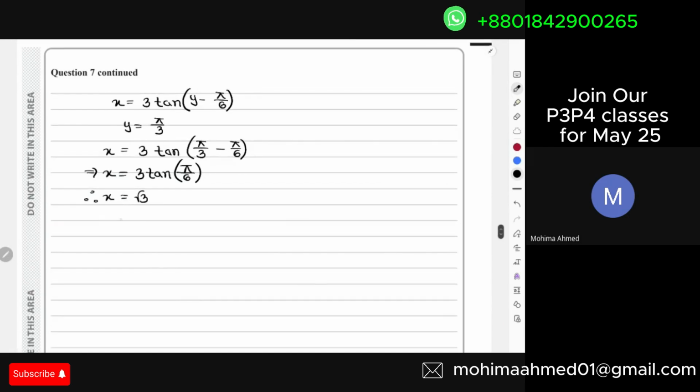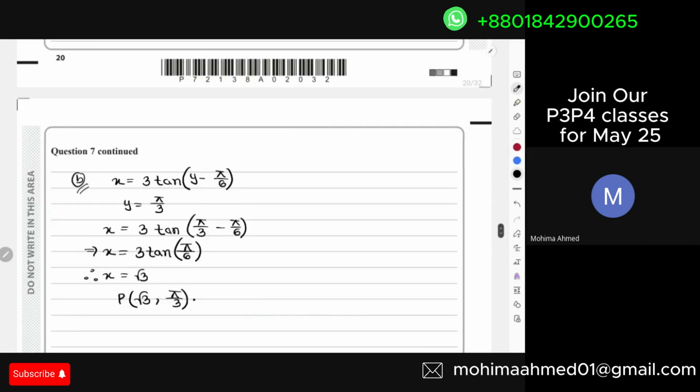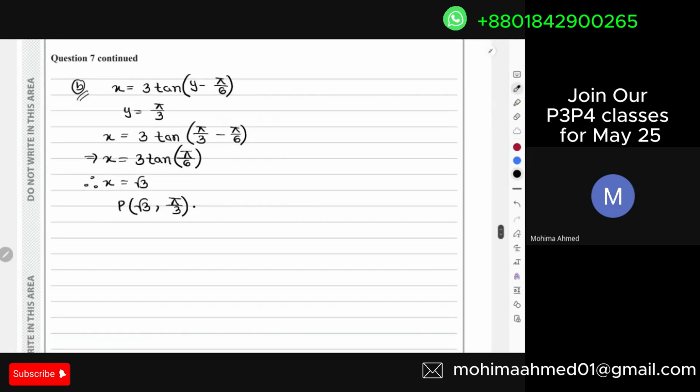Okay. And now you can write that the coordinate of point P is actually (root 3, pi by 3). So after this, what do we have? Part B. So x coordinate is this, y coordinate is this. Now you just have to find out the gradient of the curve, or of the tangent at point P. Both tangent and curve will have the same gradient at P. So we can write dy by dx, if that was 3 over (x square plus 9), it will be 3 over ((root 3) square plus 9), which is going to be 1 by 4.